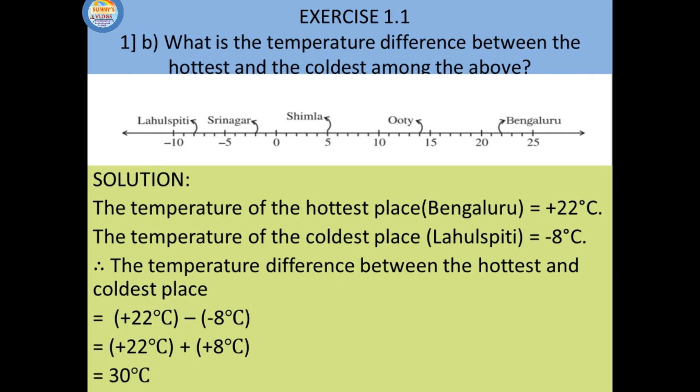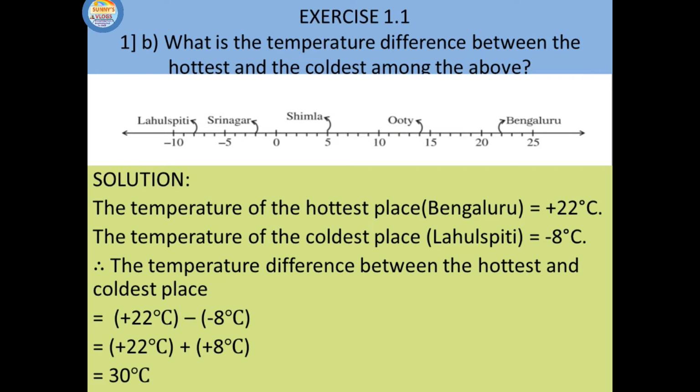Question number 1, sub-question B. What is the temperature difference between the hottest and the coldest among the above? Here on the number line, you can see that the temperatures marked to the right side of the 0 shows the increase in temperature, and the temperatures marked to the left side of the 0 shows the decrease in temperature.